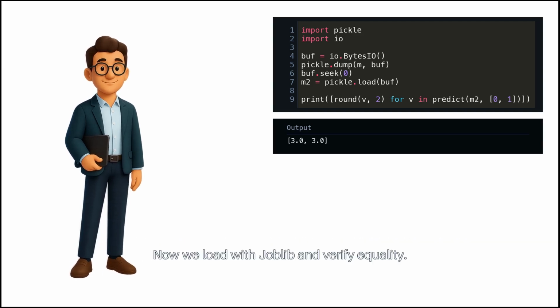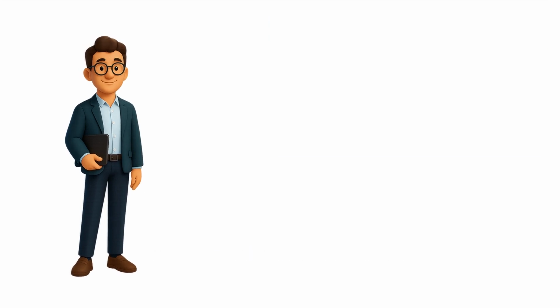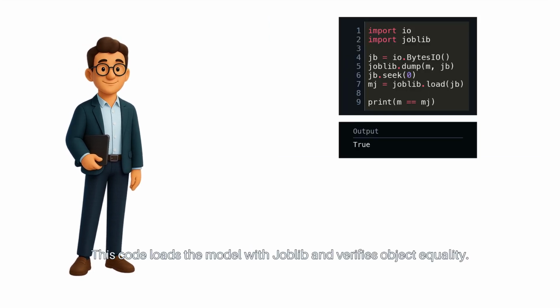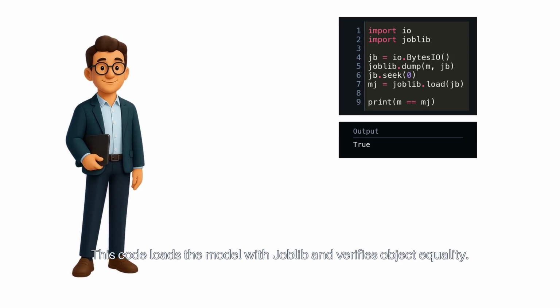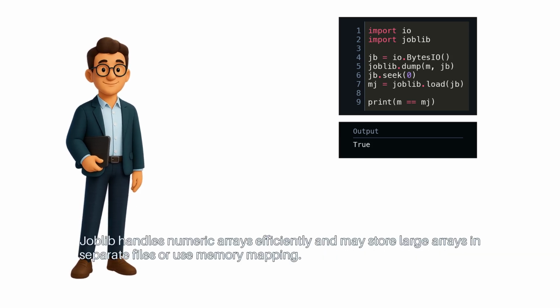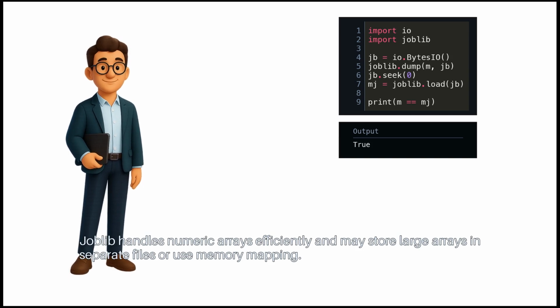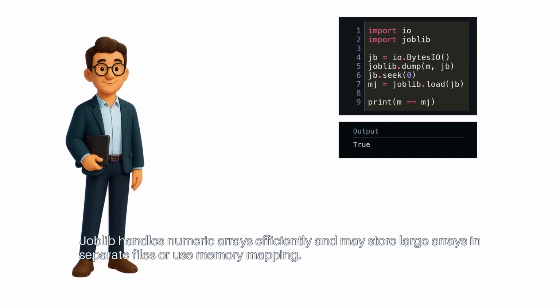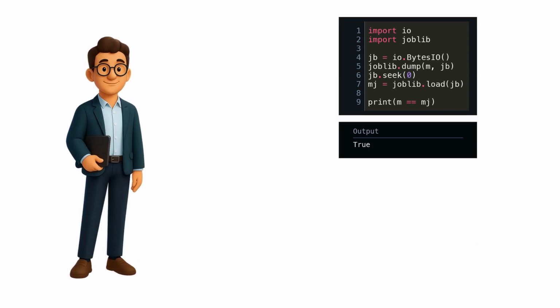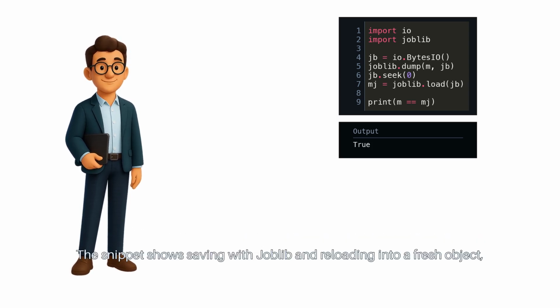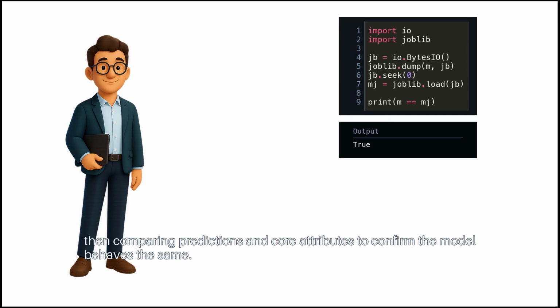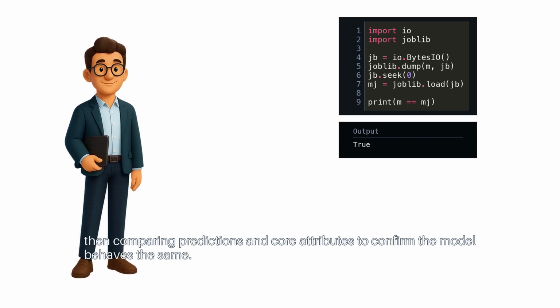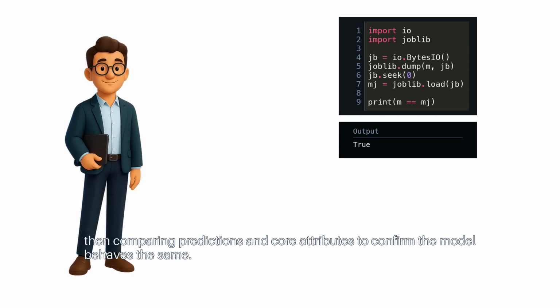Now we load with Joblib and verify equality. This code loads the model with Joblib and verifies object equality. Joblib handles numeric arrays efficiently and may store large arrays in separate files or use memory mapping. The snippet shows saving with Joblib and reloading into a fresh object, then comparing predictions and core attributes to confirm the model behaves the same.